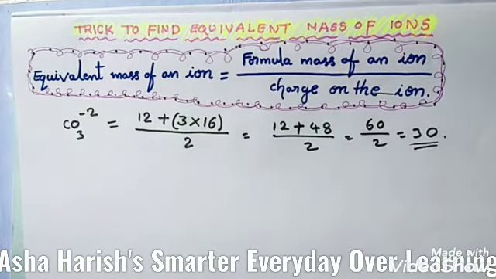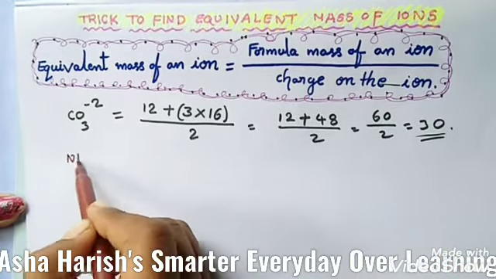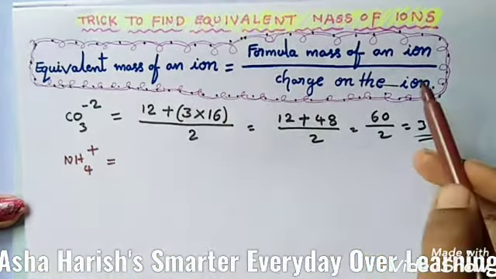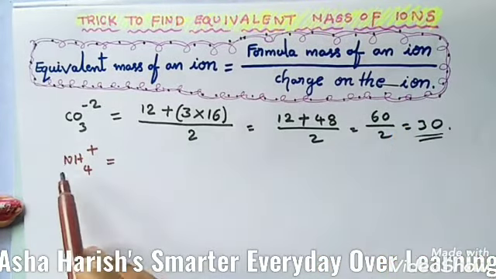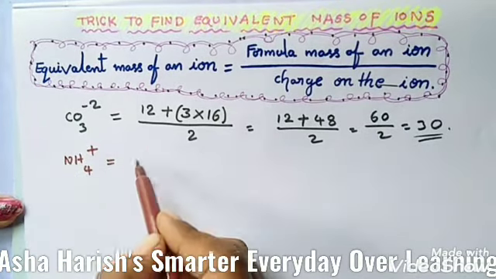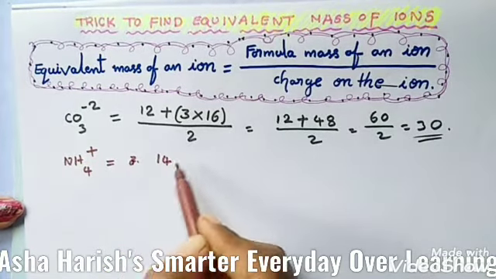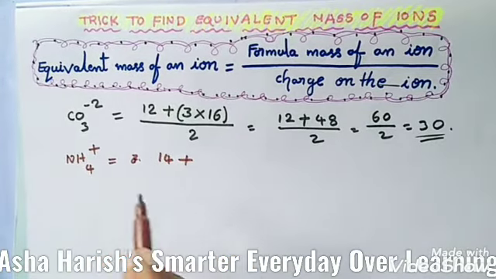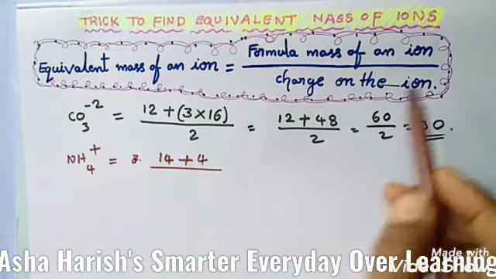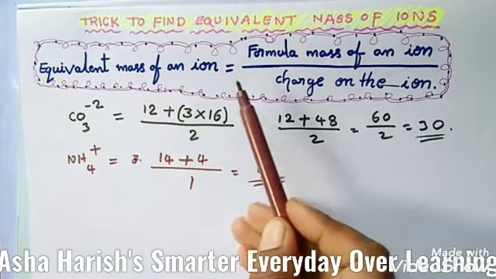Let us see the next example. Find the equivalent mass of the NH4 plus ion. This is the ammonium ion. Here also you apply the same formula: the formula mass of the ion. Nitrogen and hydrogen, these two elements are present. The atomic mass of nitrogen is 14, plus how many hydrogen atoms are present? Only 4 hydrogen atoms. So 4, divided by the charge on the ion, which is 1. So students, simply you can write 18 as the equivalent mass of the ion.